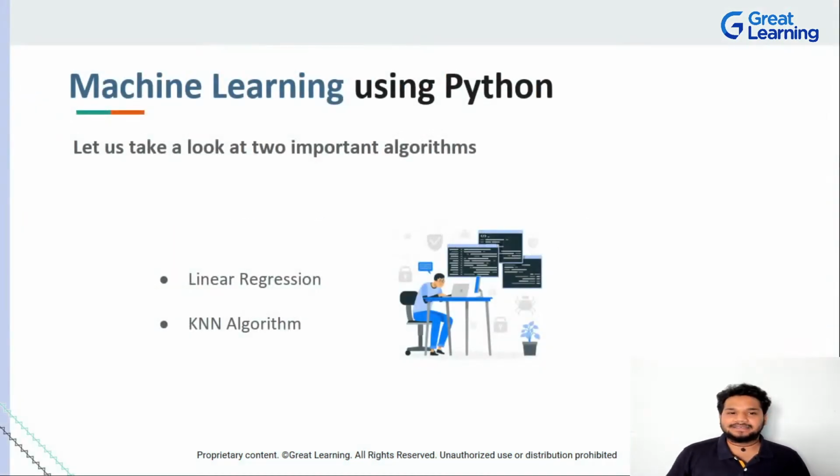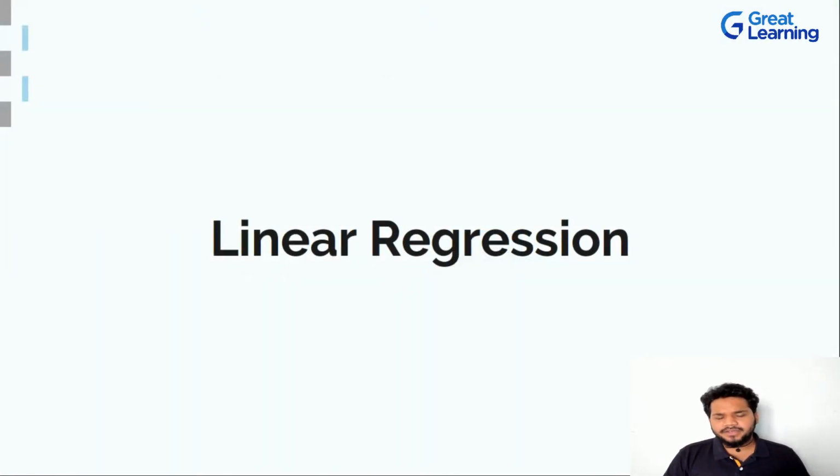Perfect? Let's get started. The first thing that we're going to do with machine learning using Python is take a look at two important algorithms. One is linear regression, second is the KNN algorithm. The first thing that we're going to take a look at, as I just mentioned, is linear regression, right?